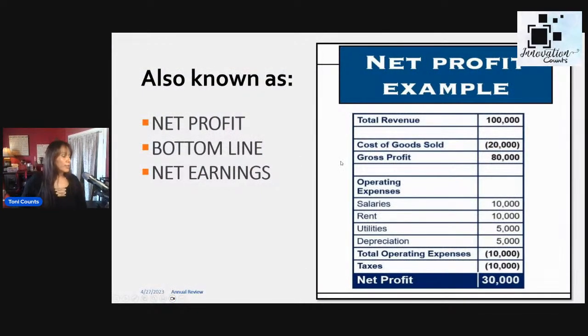All right. So here's a net profit example. On this particular profit and loss statement, this company earned $100,000 in total revenue. Their cost of goods sold was $20,000. So they were left with a gross profit of $80,000. Now we factor in the operating expenses. Here are their salaries and rent and utilities and depreciation. Their total operating expenses were $10,000. They have a reserve account for their taxes. We can talk about that at a later time. So for this particular business, their net profit was $30,000. Net profit is also known as the bottom line and net earnings.